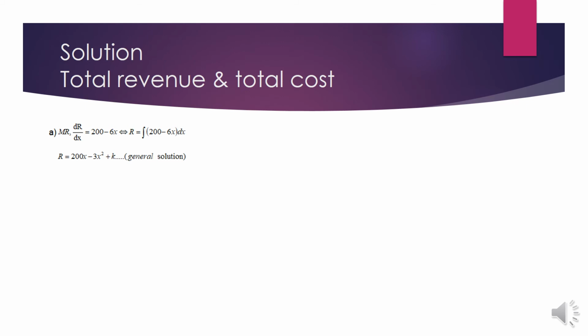But this is a general solution. And we have been told that for x equals 10, R equals 1,800. Therefore, 1,800 is equal to 200 times 10, we substitute for x, minus 3 times 10 squared plus k. So k is 100. Therefore, the revenue function is R equals 200x minus 3x squared plus 100. And this is a particular solution.